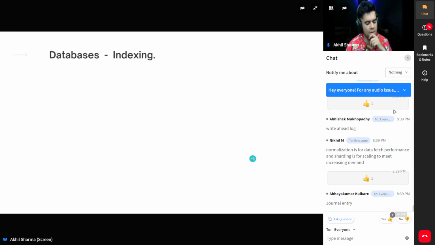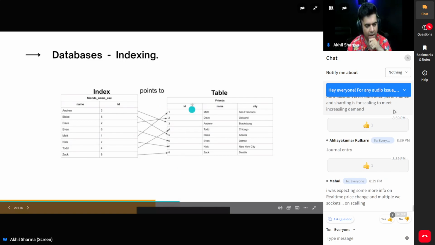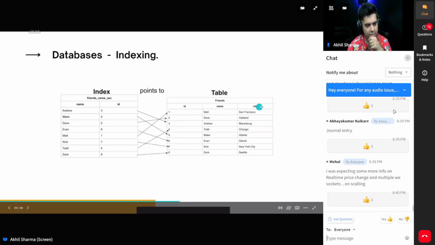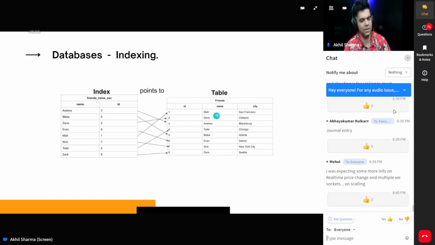Indexing of databases. Let's say you have a table which has ID, name, and city, sorted by ID, which is auto increment IDs. And you have names and cities. Now, what if you wanted to be able to search much more easily from the table? What if you wanted to search in a better way? What you could do is put an index on the name field.